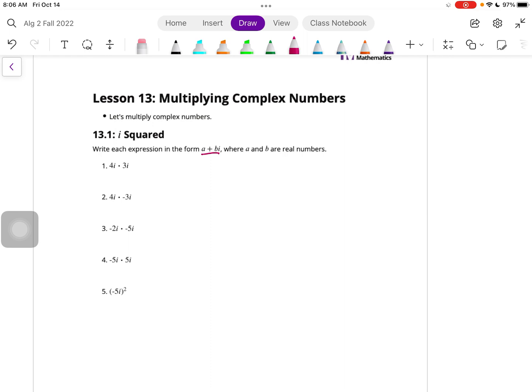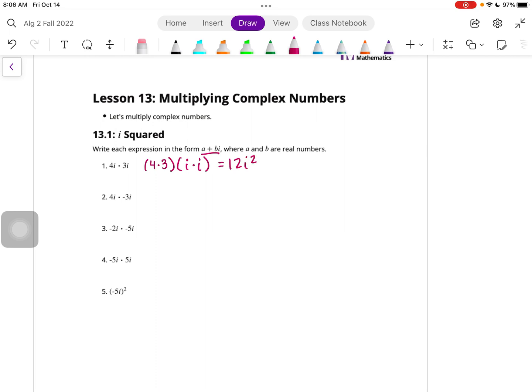A plus bi. All right, so when we multiply, we have 4i times 3i. You're multiplying just like if it was 4x times 3x: you multiply the 4 times the 3, and then the i times the i, right? So we end up with 12i squared.